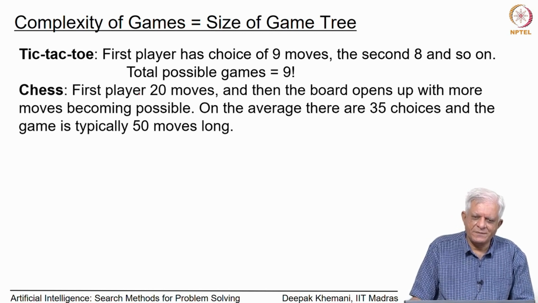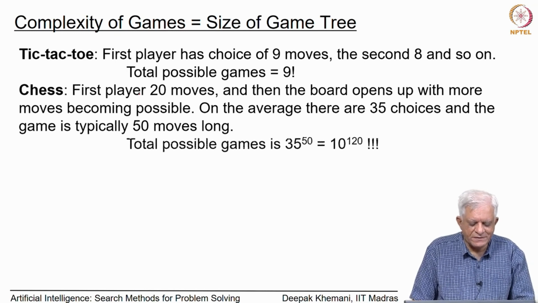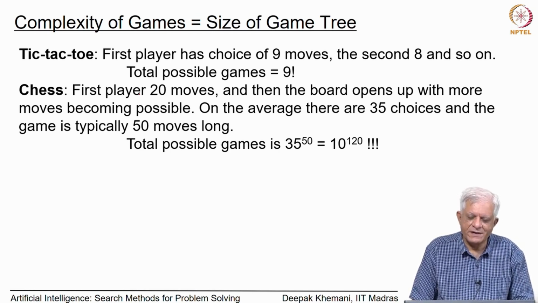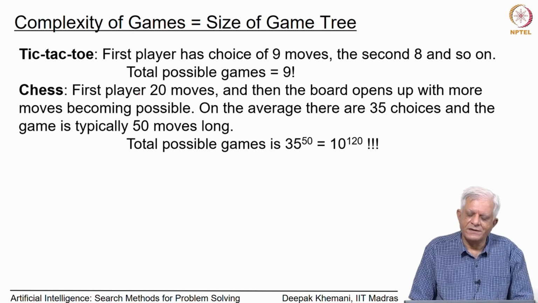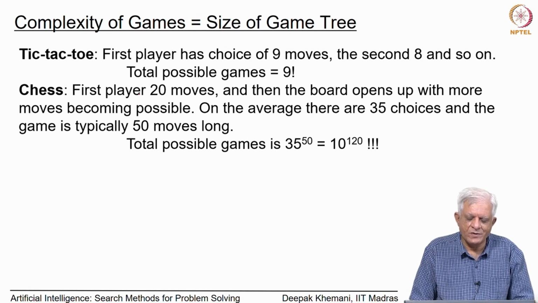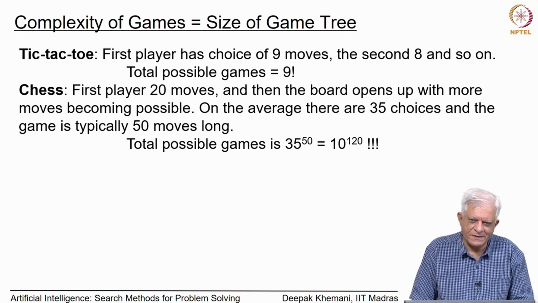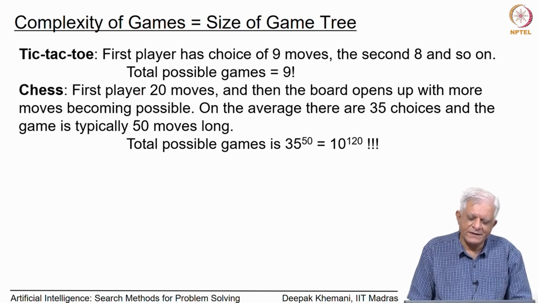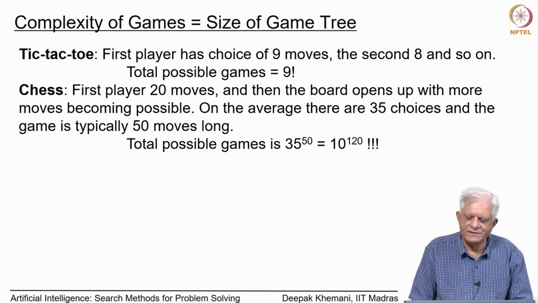Now, the branching factor of chess is also variable. So, the first player, white in the case of chess, can make 20 moves. It can make 8 pawn moves, moving them forward 1 step, another 8 pawn moves, moving them forward 2 steps, that is 16, and it can move each of the knights forward and left and forward and right. So, that is 4 moves. So, the total moves are 20.